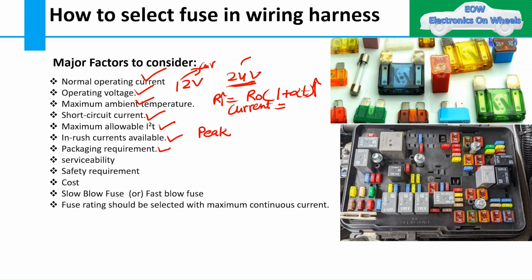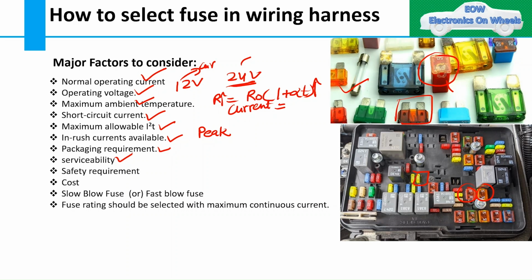Suppose you have different types of fuses. You have this type of fuse, then the blade type of fuse, then this type of fuse. But your packaging requirement is such that you have to fit it in a particular space, you do not have much room, then you have to use smaller fuses. Those things you have to consider when you are selecting the fuse. You can see here that we also use these types of fuses, and these types of fuses as well. Then serviceability. What does it mean?